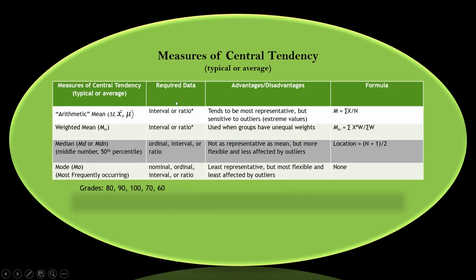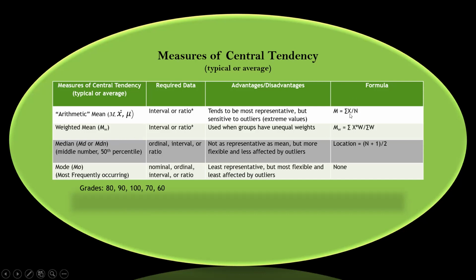So it's a little bit more flexible than the mean, and it's less affected by outliers. The downside is, under ideal conditions, it's not as representative as the mean. And the reason for that, when I say representative, I'm talking about taking a sample and determining how well the sample represents the population from which it was taken. And under ideal circumstances, when you have interval ratio data and you don't tend to have outliers, the mean tends to do a better job than the median or the mode.